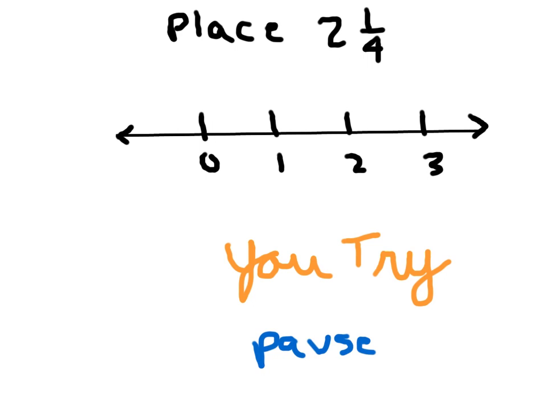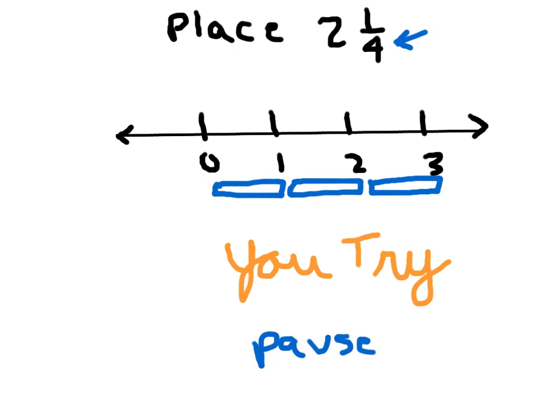Alright, 2 1/4. I know there's already 2 wholes, so I'm going to draw 2 unit bars. And then I would just be looking at 1/4. And I know that 1/4 at this point is in between 2 and 3. I'll draw 1 more unit bar.